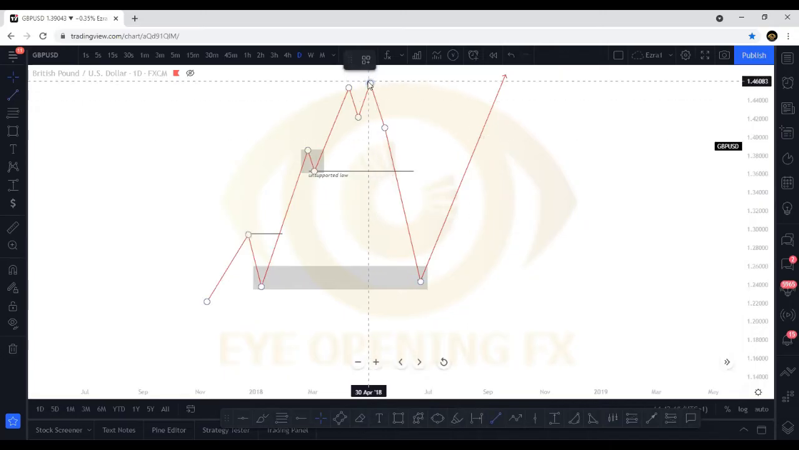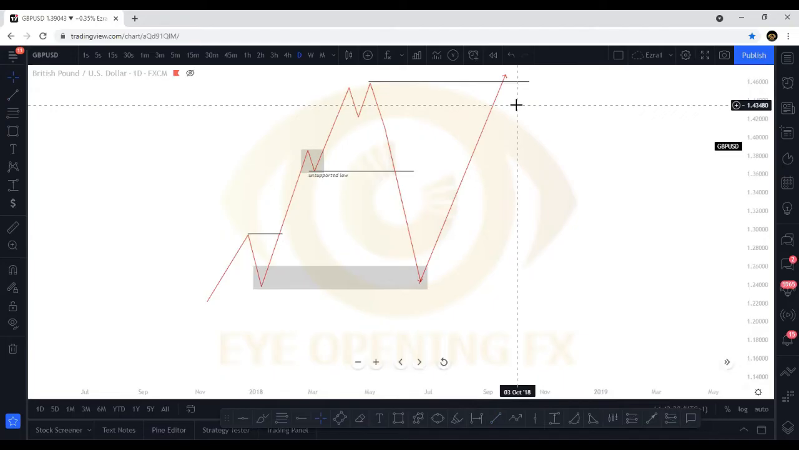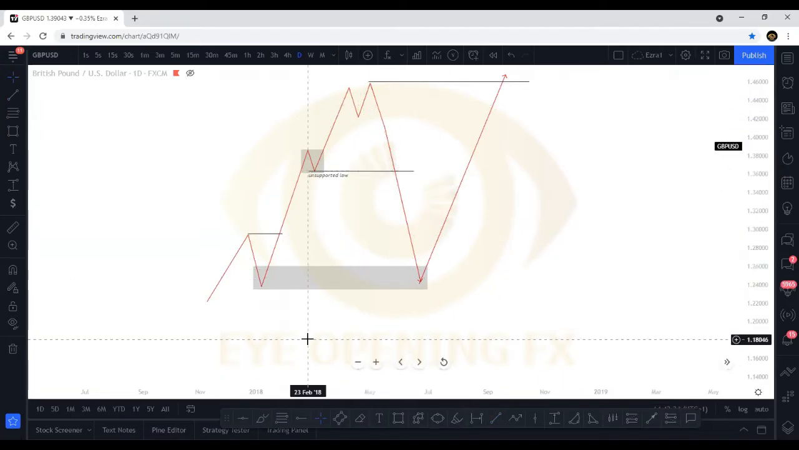So once the market breaks this high, this becomes your higher low. So you're expecting the market to create a higher high, then a higher low to be created. So this is the idea of an unsupported low in an uptrend.